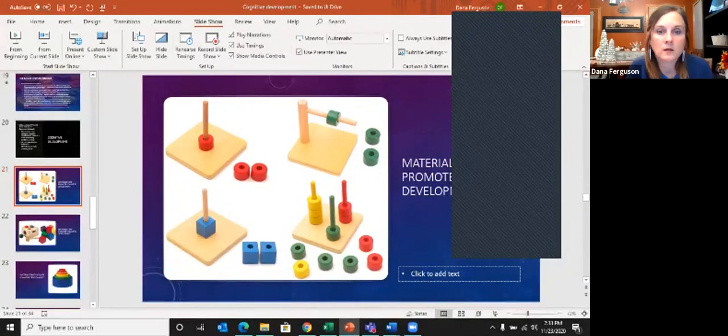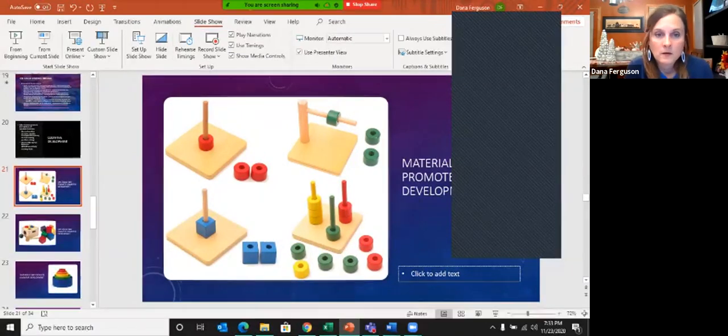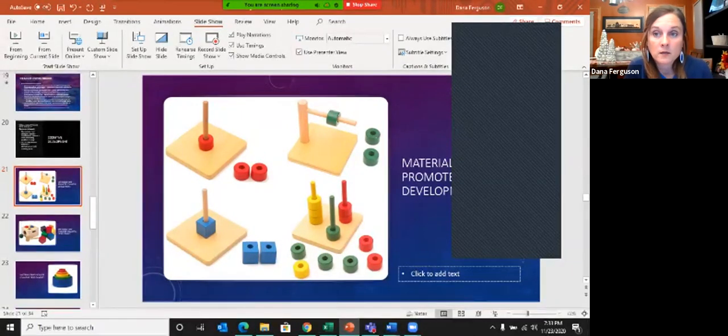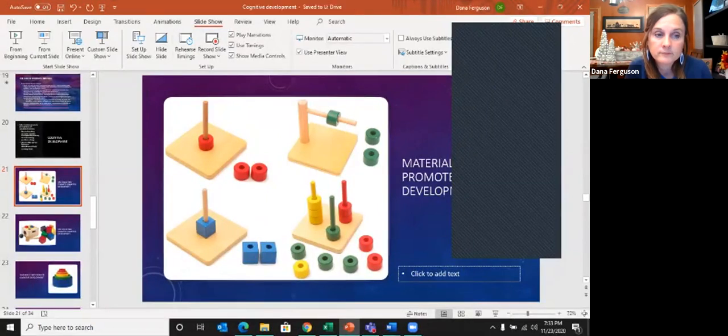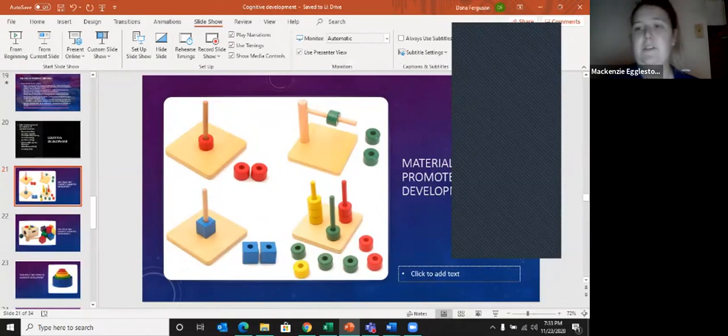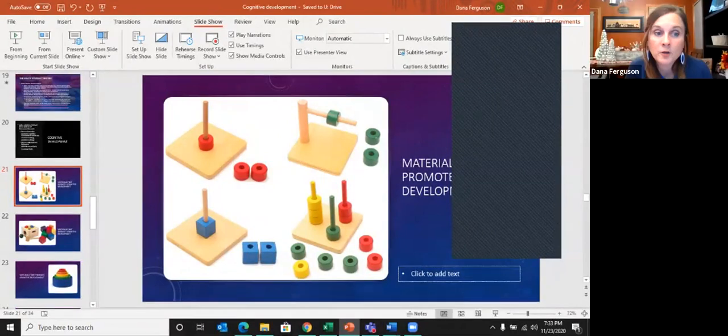What's something else that you can think of? What is a cognitive skill? Persistence is a cognitive skill, but what is another cognitive skill that they would be using with these? I even thought of mathematical skill too, because they can put them on the little thing and count them as they're putting them on. Mm-hmm. They could, for sure.